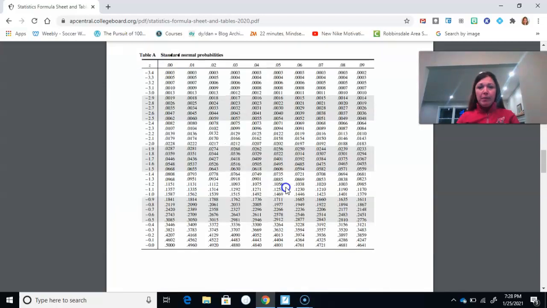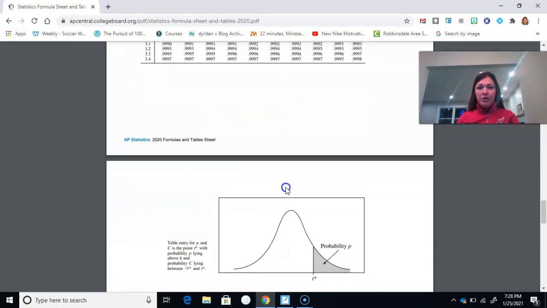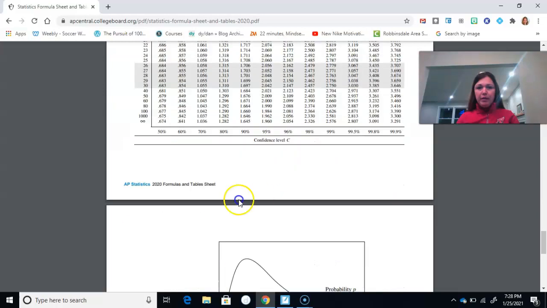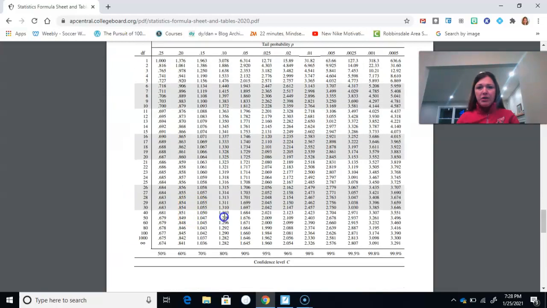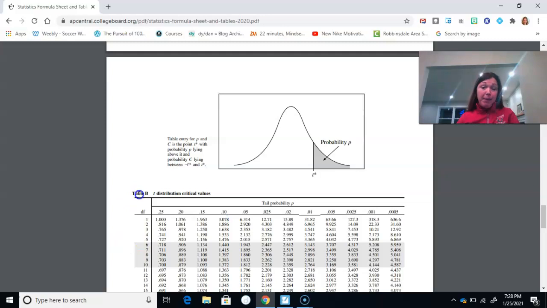If you look at your formula sheet, we are going to go to page, oh, it doesn't have a page number in there, shoot. Okay, we're going to table B. So I want everyone to find table B right now. Pause, find it, and then I'm going to show you where we're going to go.